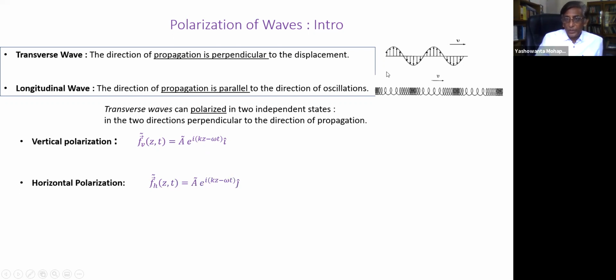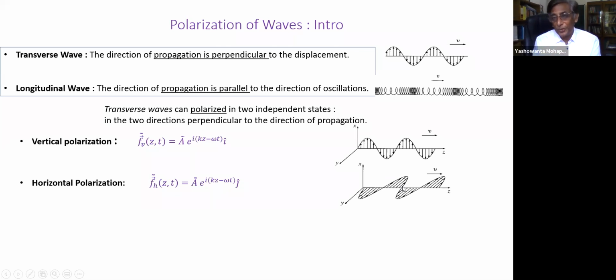So let's say this is my vertically polarized wave. It's oscillating along the y direction, but it's traveling in z. So this is one polarized state, and this is another polarized state. Polarization is a state of the wave, which determines the oscillation direction as compared to the direction of propagation.